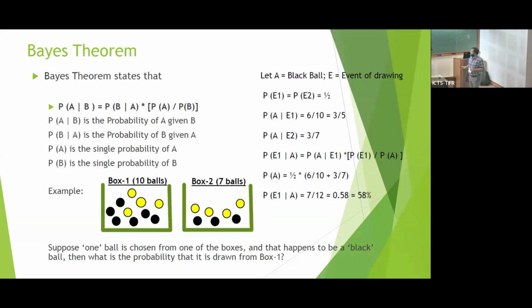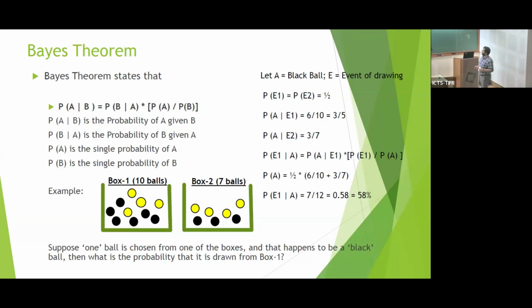Now somebody, blindfolded, asks you to draw a ball from any of these boxes. You don't know which box you are taking a ball from. Suppose one ball is chosen from one of the boxes. The question is, given that it happens to be a black ball, what is the probability it was taken from box 1? Such problems you can call Bayesian problems.